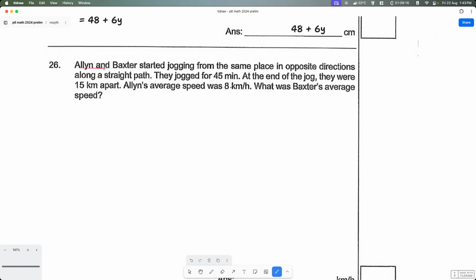All right, so Aline and Baxter started jogging from the same place in opposite directions along a straight path. They jogged for 45 minutes. At the end of the jog, they were 15 kilometers apart. Aline's average speed was 8 kilometers per hour. What was Baxter's average speed?